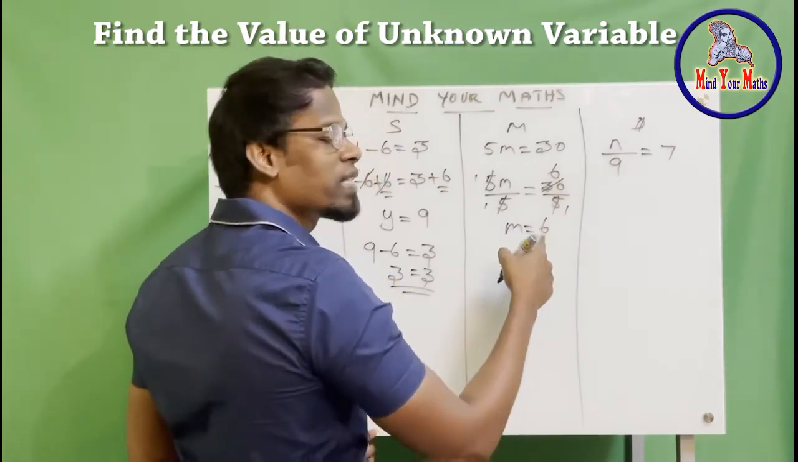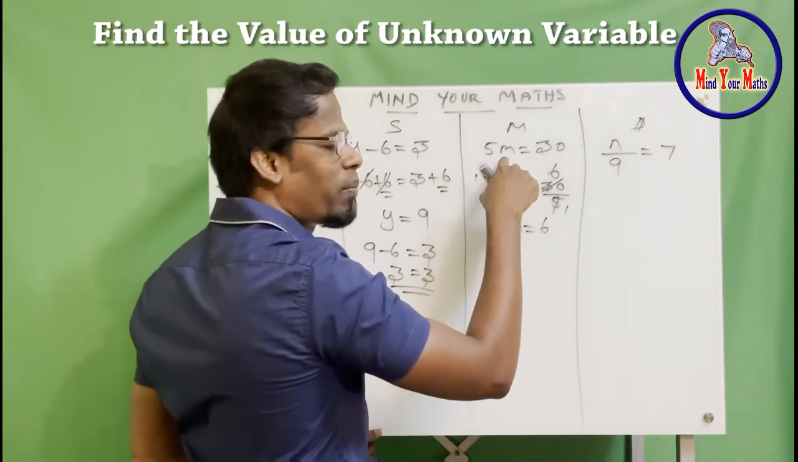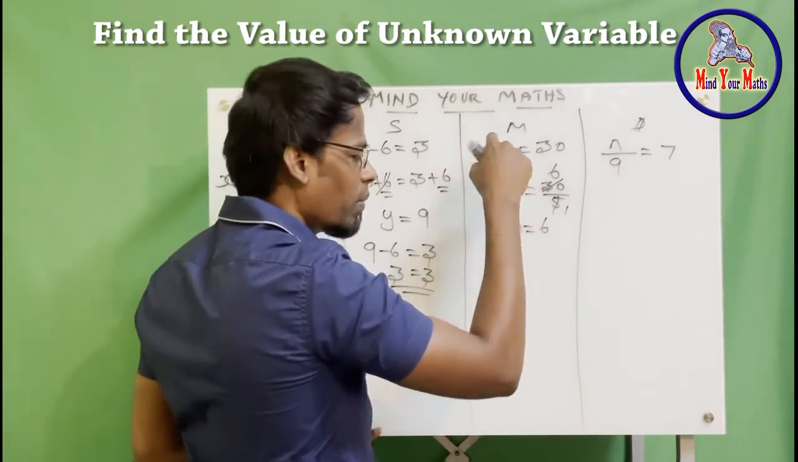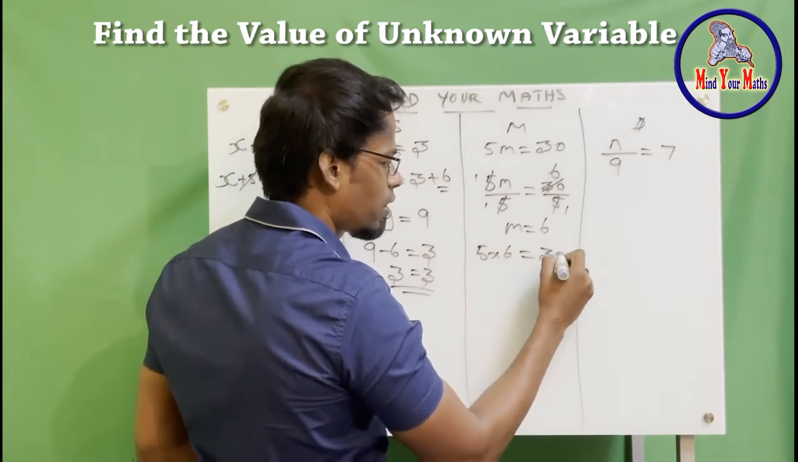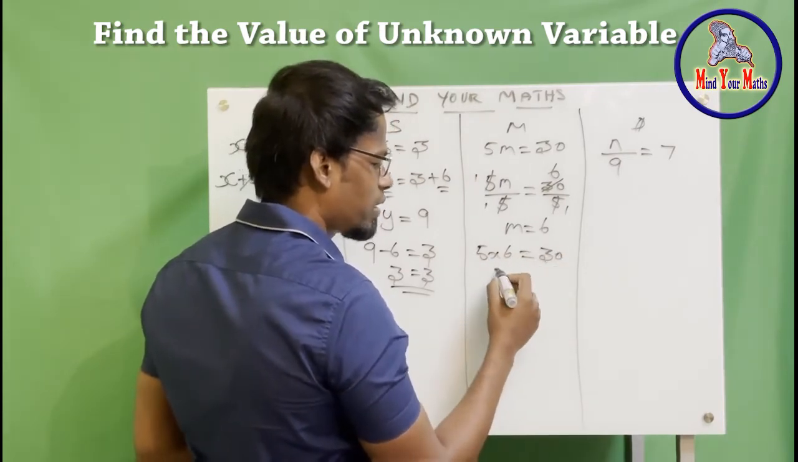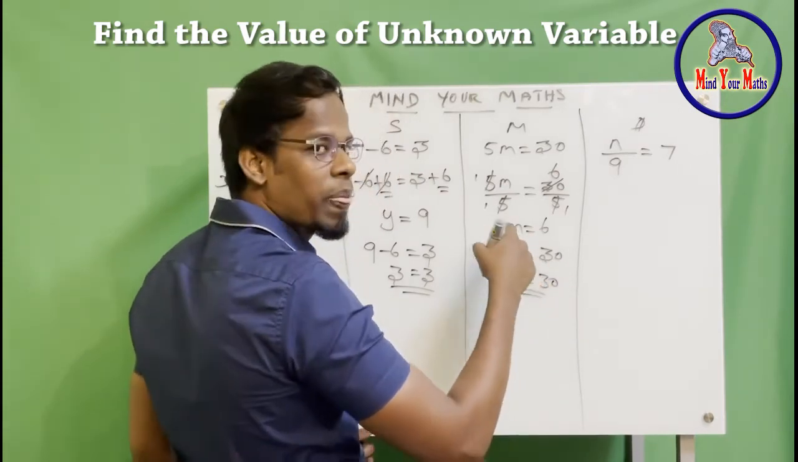Now how do we know if the 6 is correct? Let's substitute the value here. 5m means 5 times m. So 5 times 6 equals 30, right? So 5 times 6 is 30 equals 30. So the answer is correct.